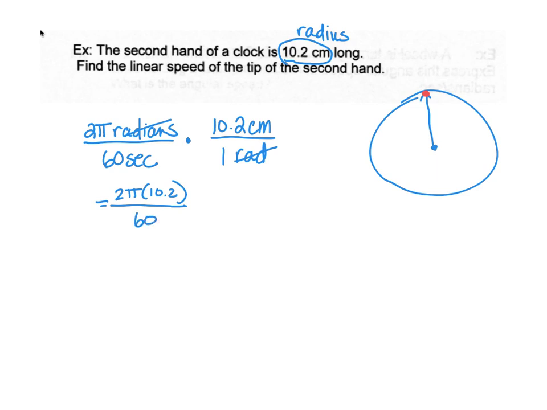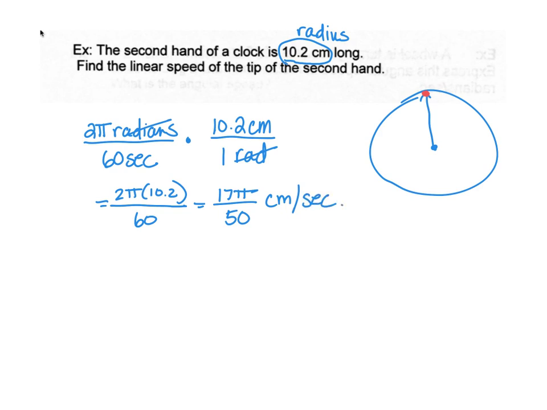Now, in my calculator, I'm going to multiply the 2 times the 10.2 and divide by 60. And then I'm going to reduce the fraction in my calculator. So 2 times 10.2 divided by 60. And then if I convert by pressing math, enter, enter, I get that that's 17 over 50. So this is 17 pi over 50. And again, that is centimeters per second.